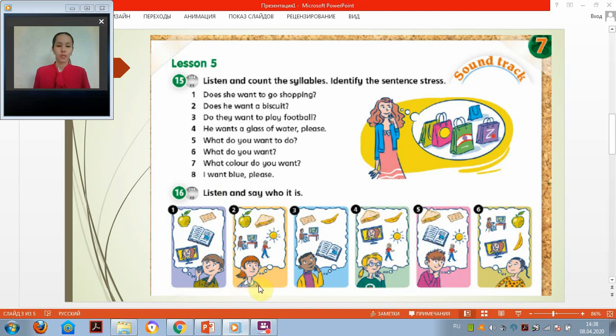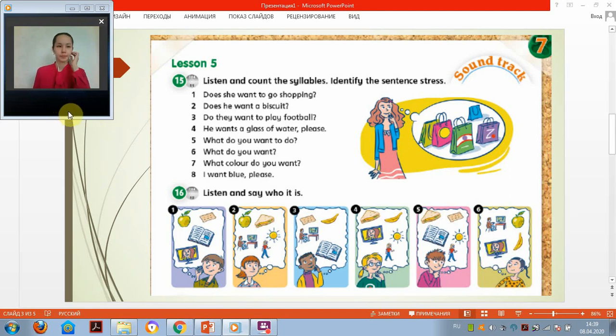It's number 2. Yes, it's number 2. Next. Number 2. She wants an apple and a banana. She wants to play on her computer and watch TV. Okay, who is it? It's number 6. Yes, it's number 6. Next.